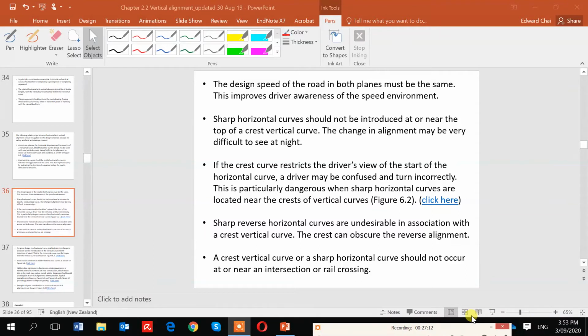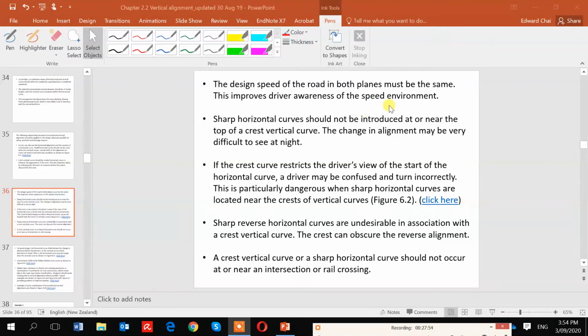Okay. The design speed of the road in both the planes must be the same. So that means the design speed of the horizontal and vertical alignment curves should be the same. But I think in the beginning of this chapter we did say that the design speed for vertical curves should be about 10 to 15 kilometers per hour above the design speed for the horizontal alignment.